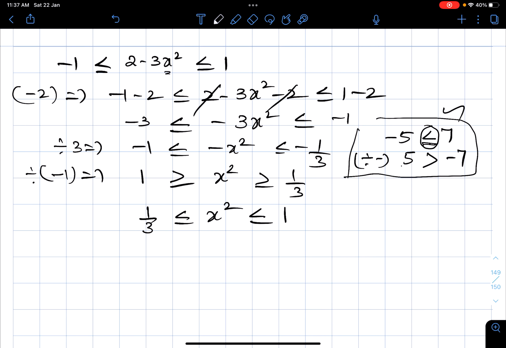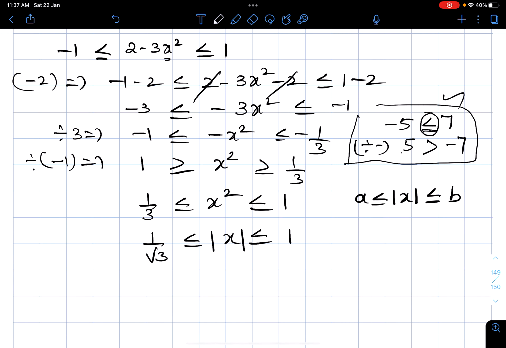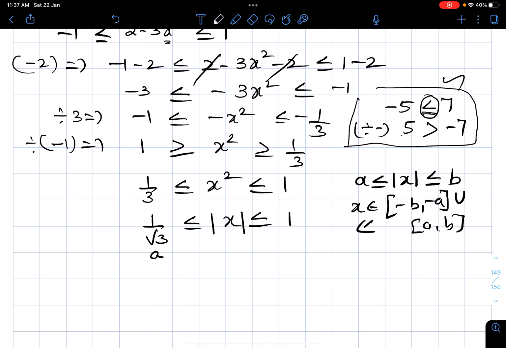Now we have to find only the value of x, isn't it? So taking the square root, you will get 1 by root 3 less than or equal to x less than or equal to 1, and here you will get plus or minus, so you are going to put modulus of x. When you put modulus of x, automatically there is no plus or minus. Now how are you going to write the domain? If this condition prevails, a less than or equal to modulus of x less than or equal to b, then you can write x as belonging to minus b, minus a union a comma b. So this rule you are going to apply here. This is a and this is b for us.